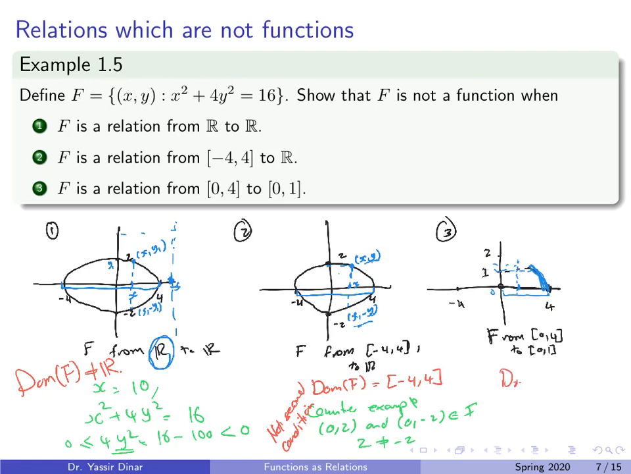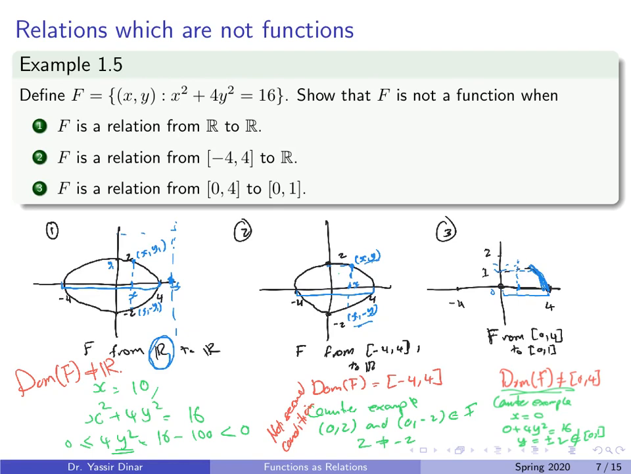The domain of f in this case is not equal to the whole interval from 0 to 4. As a counterexample, if we take x equal to 0, this means 0 plus 4y squared is equal to 16, and this means y is equal to plus or minus 2, but plus or minus 2 is not in the codomain, which here is the interval from 0 to 1. So this one is not a function because it doesn't satisfy the first condition.